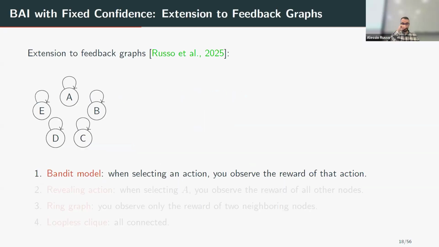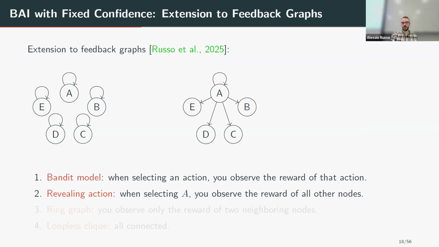Some extensions, there is the feedback graph case. So in the feedback graph, as I told you before, each node represents an arm. Whenever you select an arm, you will observe the reward of that arm for this graph. So this is the bandit model. But for example, in this graph, whenever you select A, so the first arm, you are also going to see the reward of all the other nodes. But if you select any other nodes, you will not observe anything.